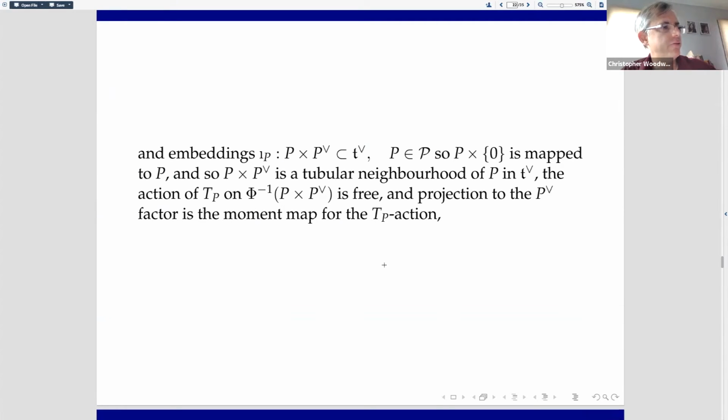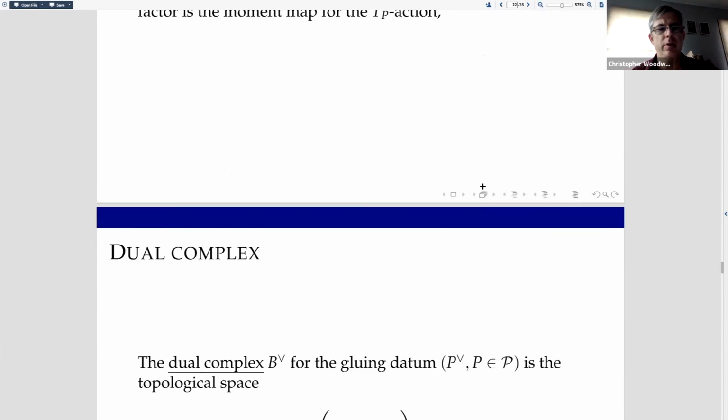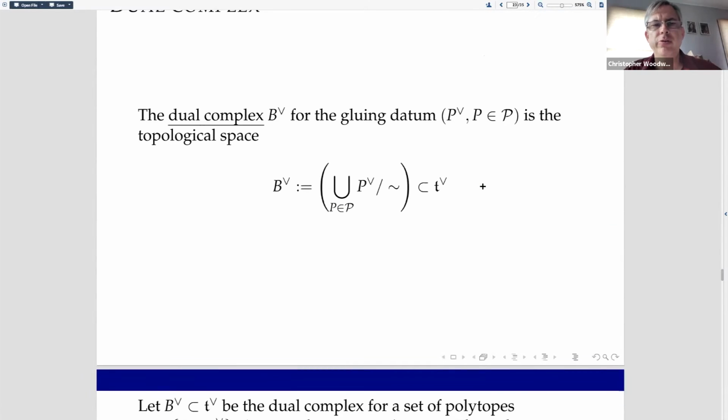So yeah, this is just what I said before. The P times P dual should be a tubular neighborhood of P. And so then there's something called the dual complex for the gluing datum. This means you take all of the P duals and you identify them along the boundary.